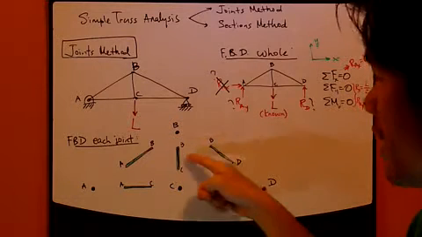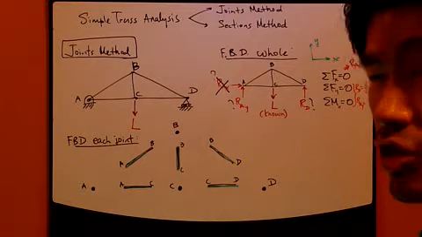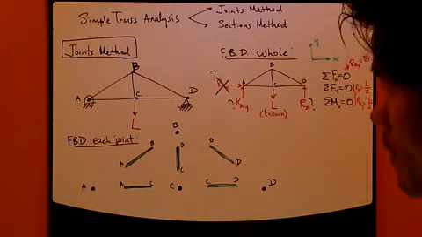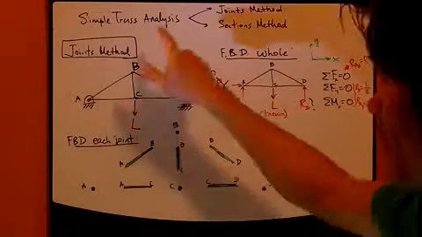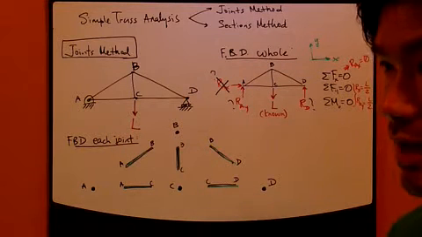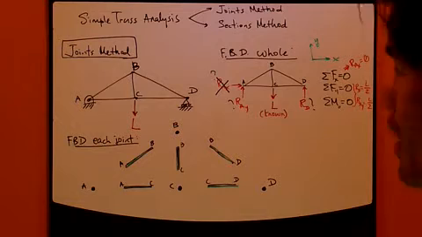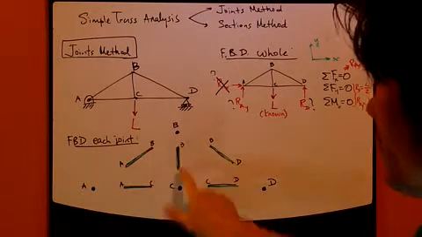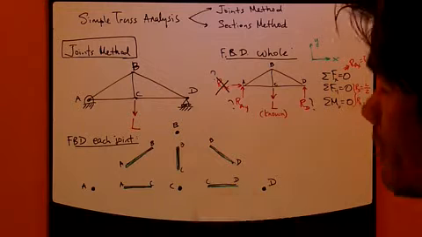These members right here, these green pieces, are there to help you visualize them. I'm not going to actually use them for the actual analysis of the joints method, because I'm going to use the joints themselves, which are here. So here I have 4 joints, right? A, B, C, and D joints.